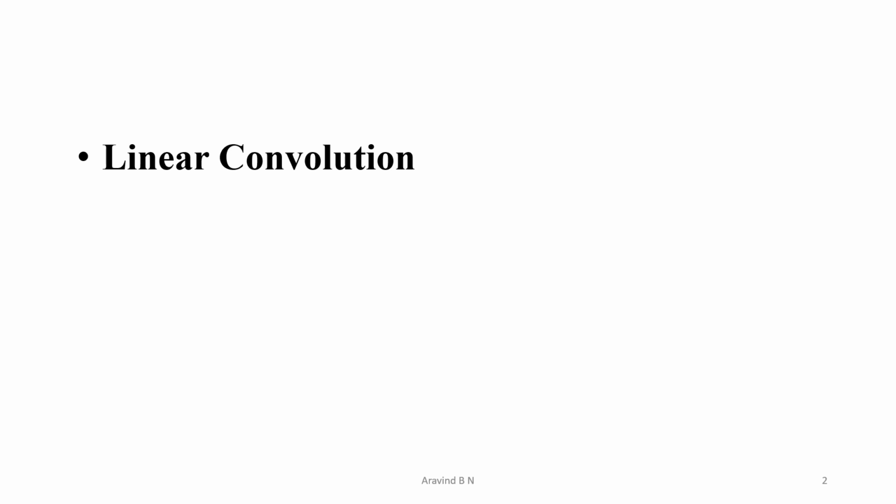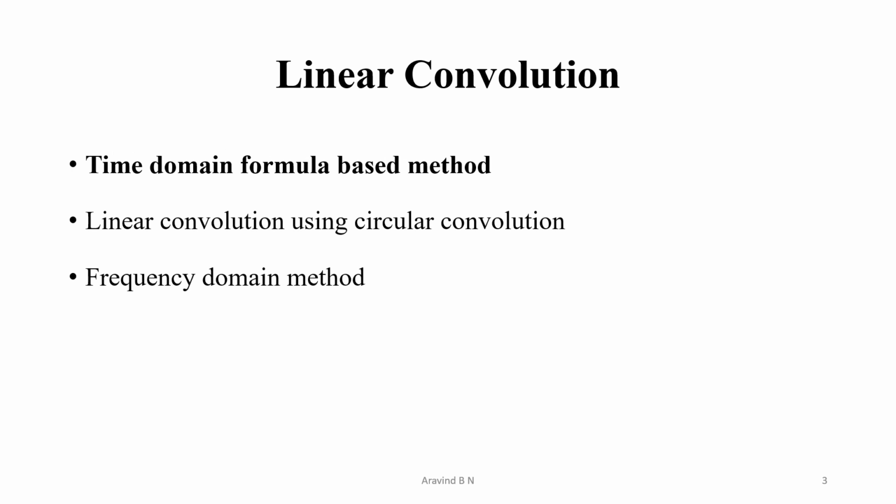In this lecture, we are going to discuss the linear convolution. Linear convolution can be obtained by three methods. First one, time domain formula based method. Second one, linear convolution using circular convolution. And the third method is the frequency domain method. In this particular presentation, we are going to discuss the linear convolution by the first method, that is the time domain formula based method.